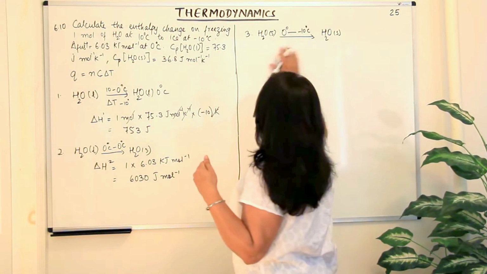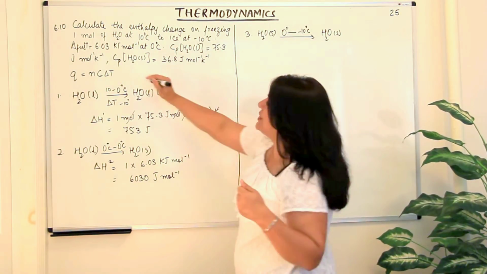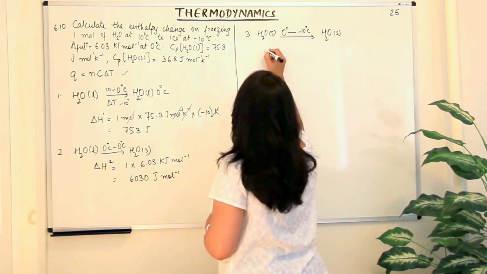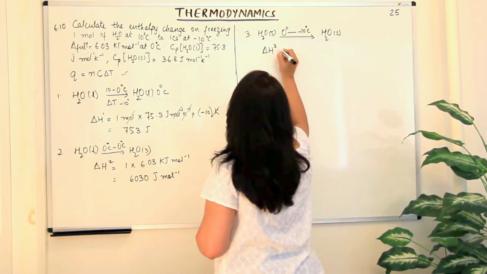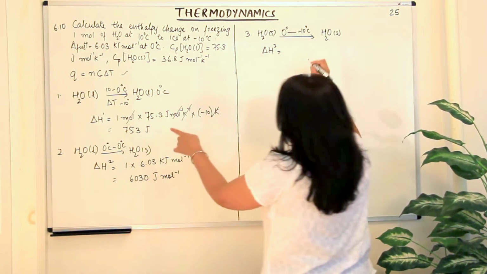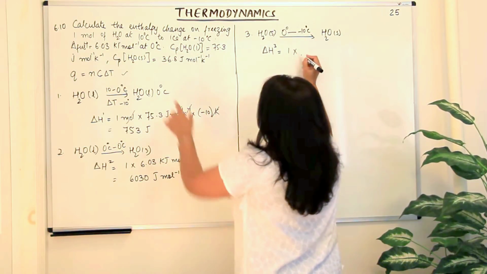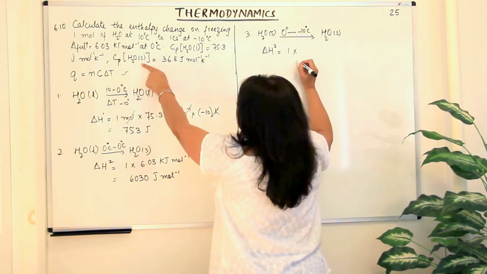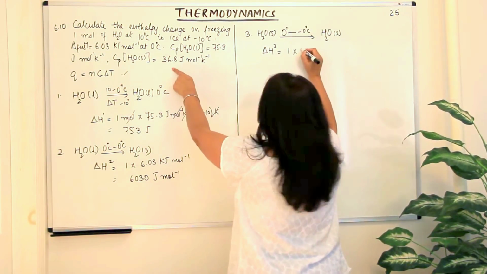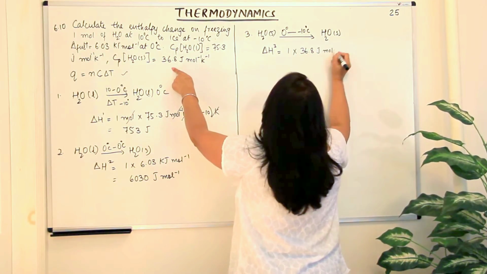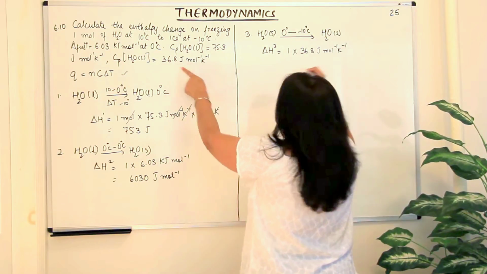And at this point, again, there is a temperature change which is occurring. So we'll use this formula. What would be the enthalpy here? We'll call it enthalpy 3. The third enthalpy, that is, the number of moles is 1. And what is the specific heat for solid water, that is ice? It is 36.8 joules per mole per Kelvin, right?